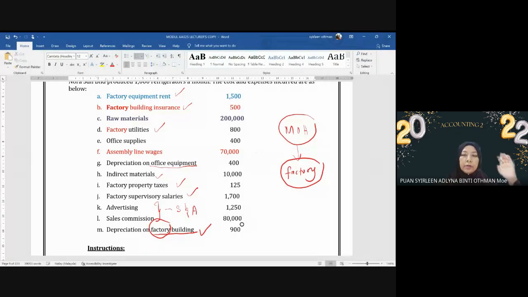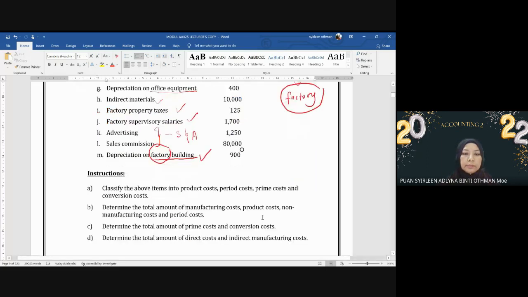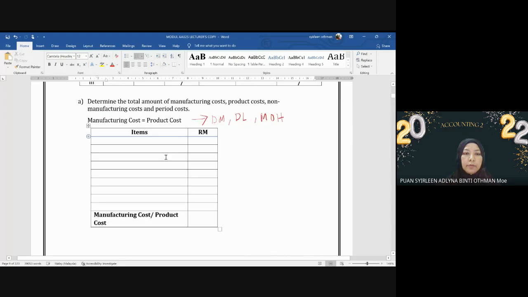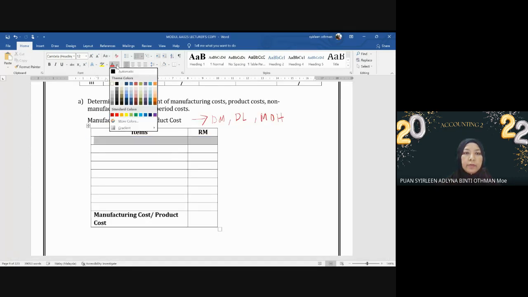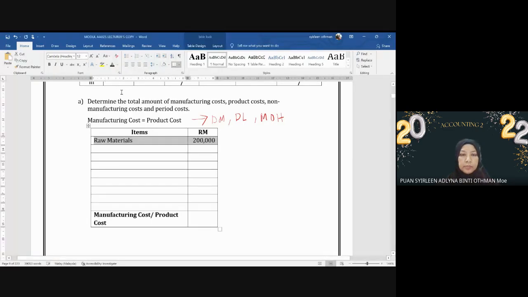Okay, so your manufacturing costs, which is also your product cost, dia terdiri daripada, you're gonna have your raw materials, 200,000. Okay, and then kita ada direct labor. Your direct labor is your assembly line wages. You take exactly like what the item is stated in the question, ya. Jangan pergi tukar pula jadi direct material, direct labor. Direct material, direct labor tu ialah dia punya classification of items. Tapi bila kita tulis untuk kira, kita kena senaraikan ikut item sebenar.